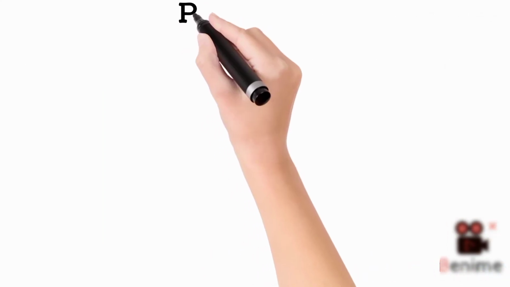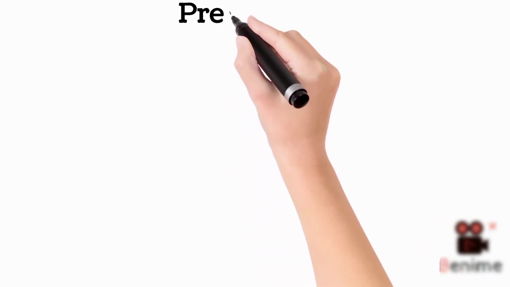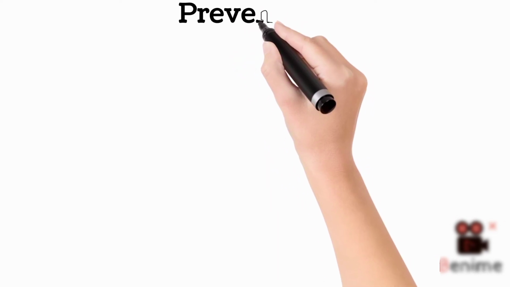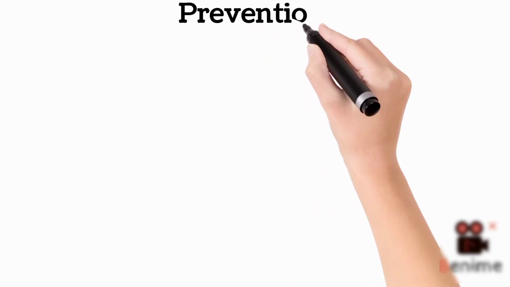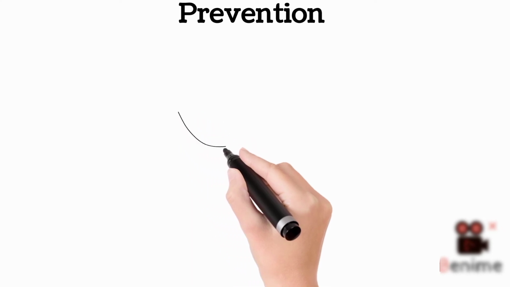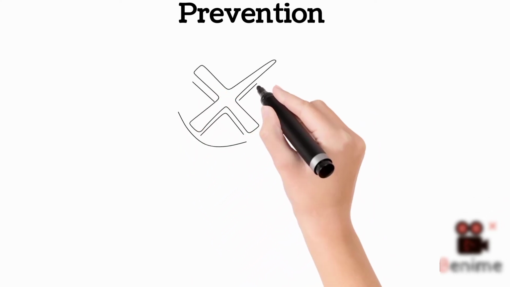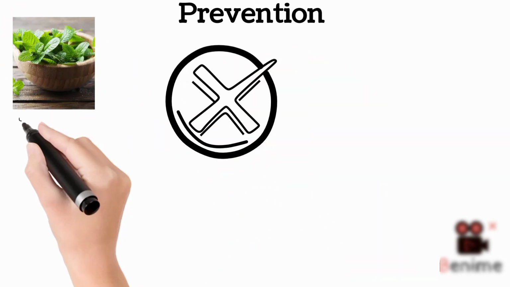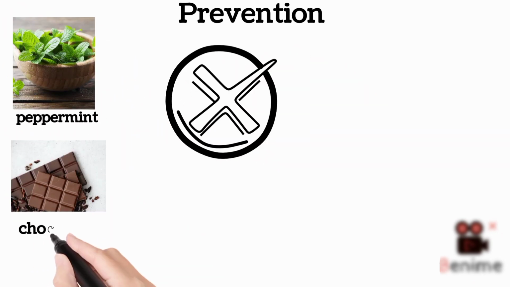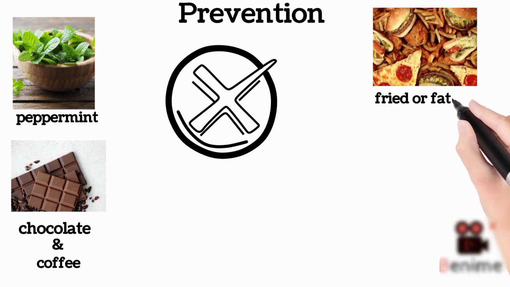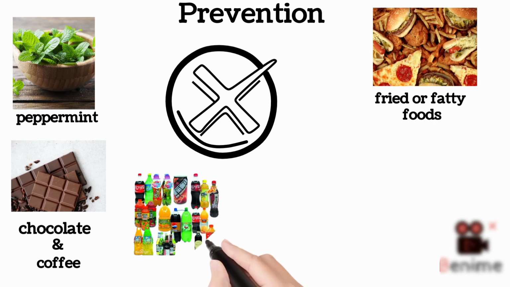In prevention, the patient has to undergo changes in nutritional habits, and some lifestyle modifications. The patient is advised to avoid factors that decrease lower esophageal sphincter pressure or cause esophageal irritation, such as peppermint, chocolate, coffee, fried or fatty foods, carbonated beverages, alcohol, and cigarette smoking.